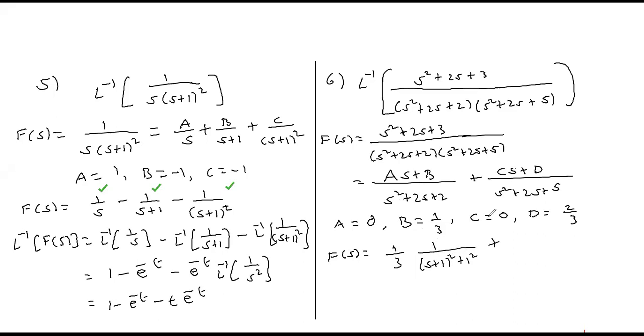Now c is 0, d is 2 by 3. How can I write s square plus 2s plus 5? s plus 1 whole square plus 2 square, since 4 means 2 square.